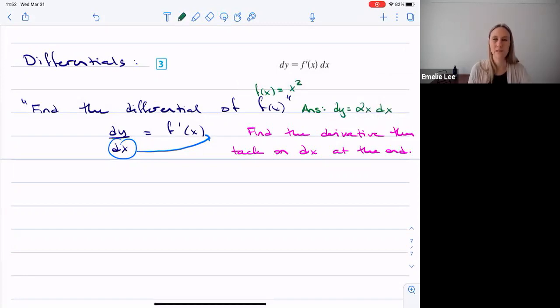Yeah. So you just tack on that dx, or I saw some of the questions have like d theta, dt, depending on what you're differentiating with respect to. You just kind of float that over to the other side. Okay.